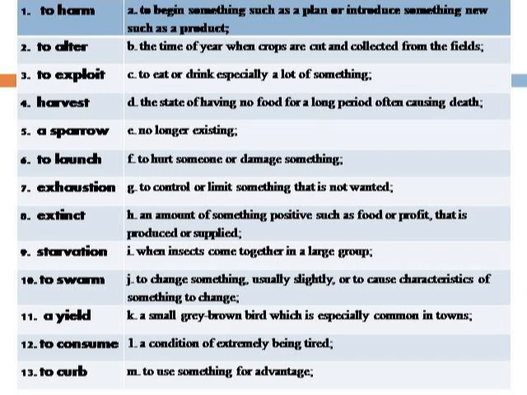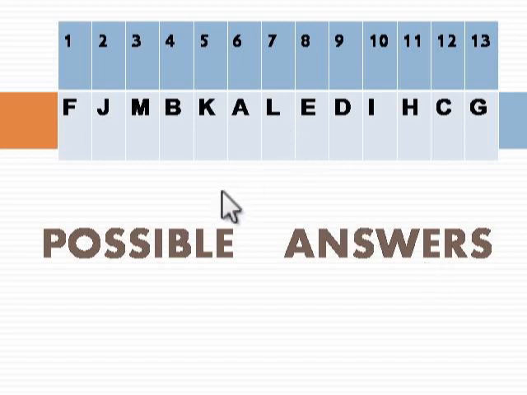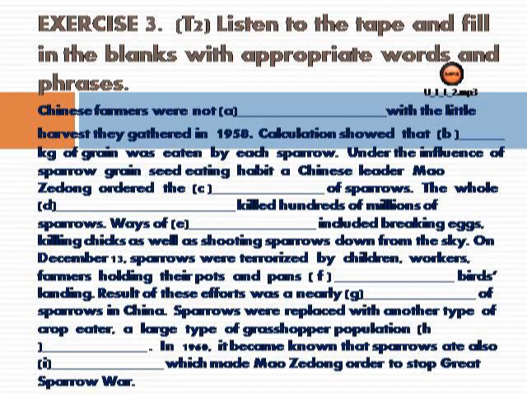So you can check your answers with the possible ones. Here you can see them. 1 is F, 2 is J, and etc. Now let's go to the next exercise. Exercise 3. Here you will listen to the tape and fill in the blanks with appropriate words and phrases. These words and phrases we just learned with you. And 1, 2, 3. Let's begin listening.